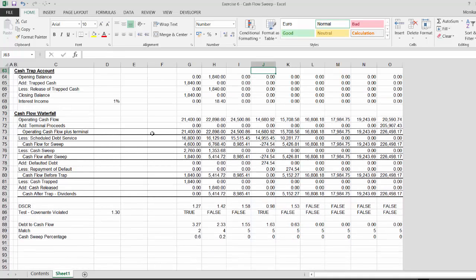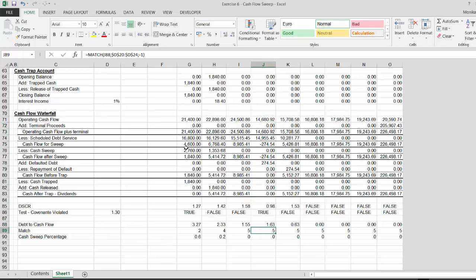Okay, and so I just put some underlines here, and you can see that in the first year we had some cash flow sweeps. We had a cash trap here. In the next year, we were able to release the cash flow trap. The debt to EBITDA went down so much that we only had 2 times, and our cash sweep went down to 20%. Then our cash sweep went to 0, but we had a default on the debt.